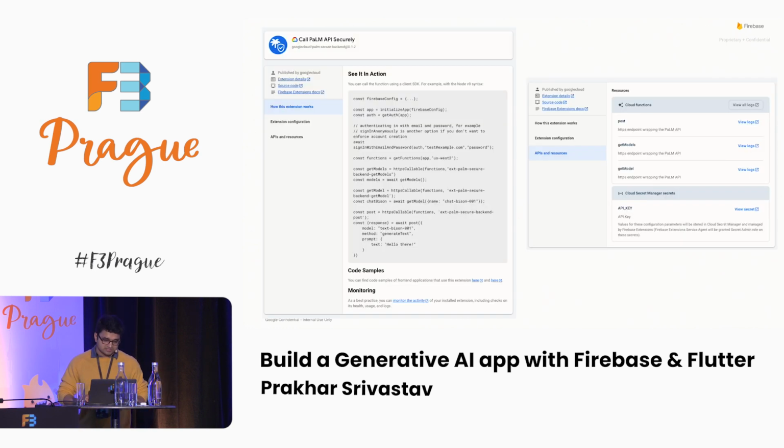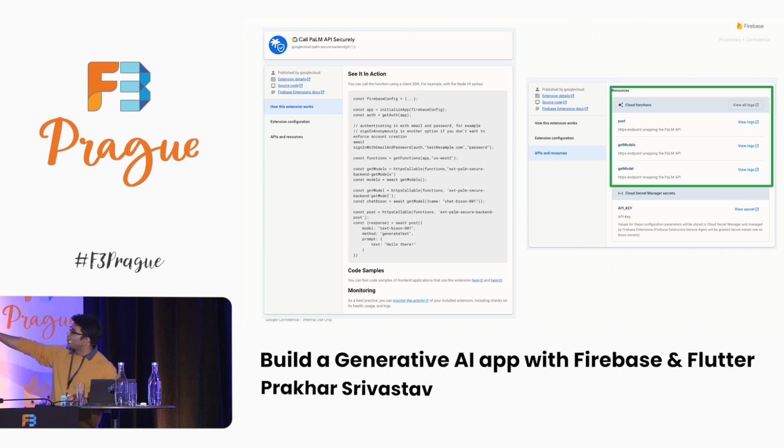Click on the big blue boxes. And once everything is installed, this is where you should end up. Now, once the extension is installed, it is telling you two things. One, it is telling you all the cloud functions that it has provisioned. And in this case, it has three cloud functions: a post function, a get models function, and a get model function.